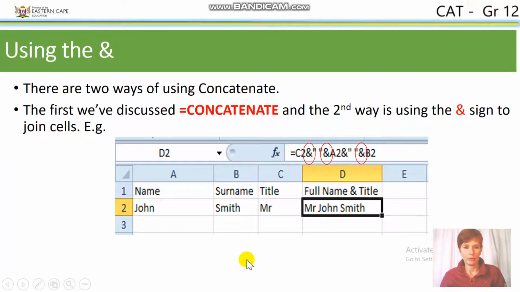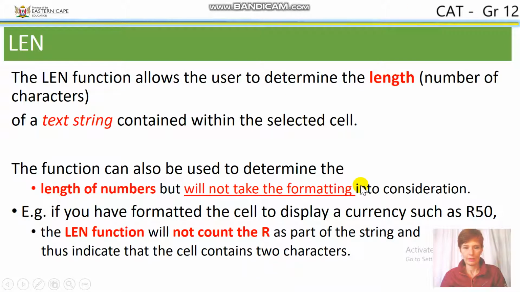Okay, let's move on to the next function. In this function, we're looking at LEN. The LEN function allows us to determine the length or the number of characters in a cell. In other words, a text string contained within a cell. So the number of digits, whether they're letters of the alphabet, whether they're numbers, it will add up what is in that cell.